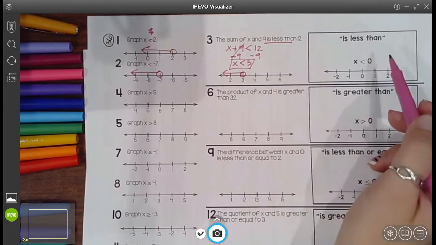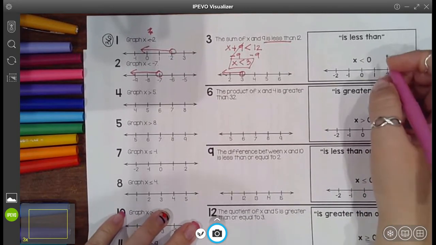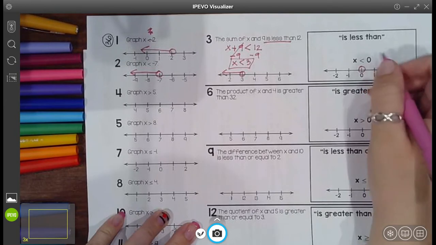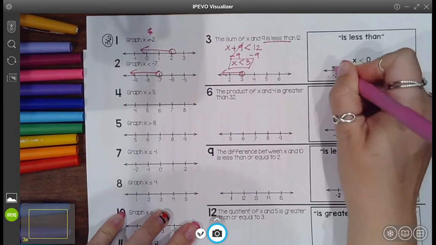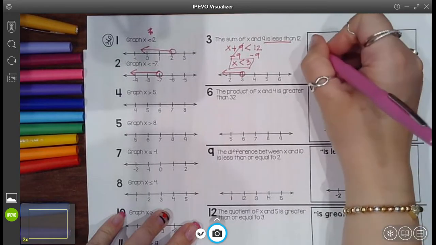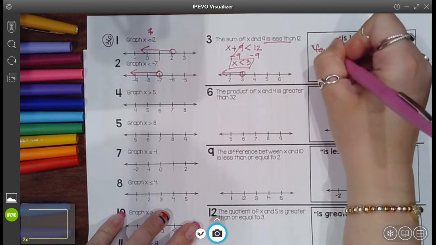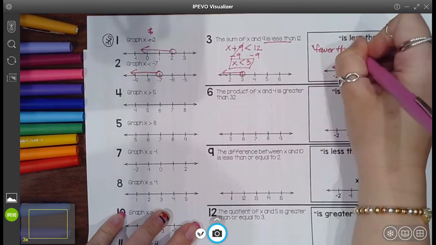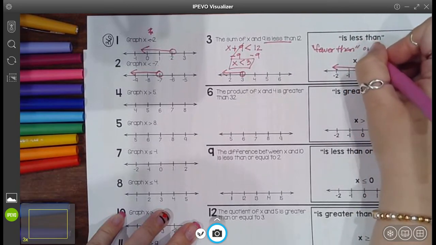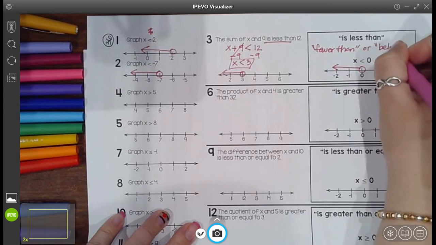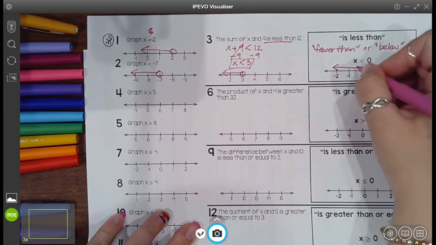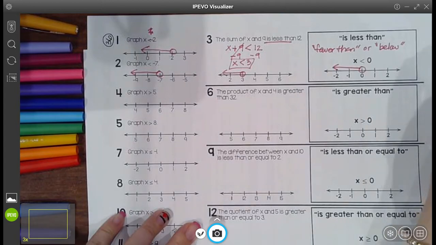So if you ever see the words is less than, it's an open circle at whatever number is here, and then an arrow pointing to the left. It also could be if you see the words is fewer than, it would be a less than symbol, or if you see the word below. If it is below a certain value, then it would also be to the left.